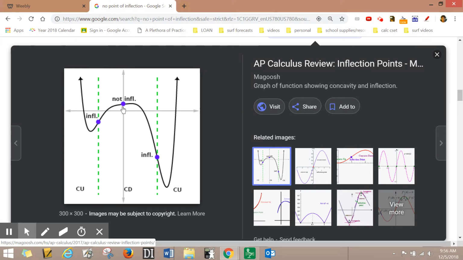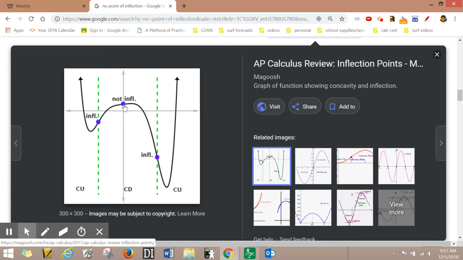However, let's say this is the function f right here. If you took f double prime, you would also find f double prime is equal to 0 right here as well. But look at both sides of this possible point of inflection. On the left-hand side, you have concavity going down, and on the right-hand side of this guy, the concavity is also going down. So that is a critical value where f double prime equals 0.